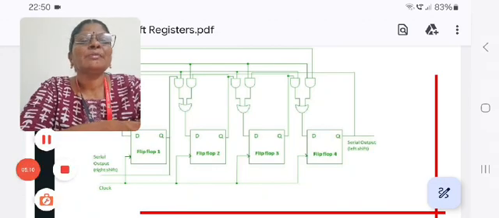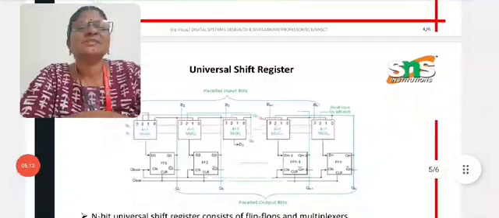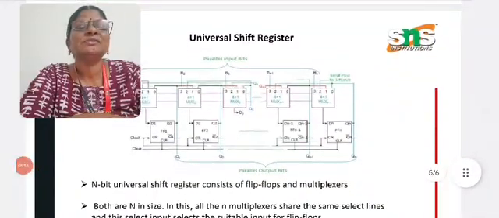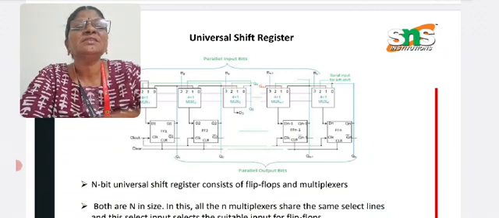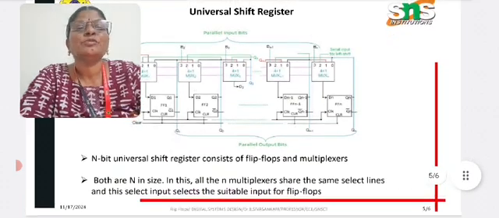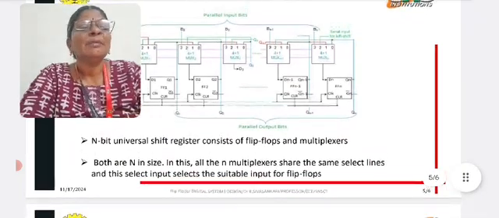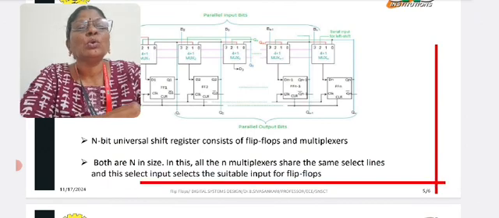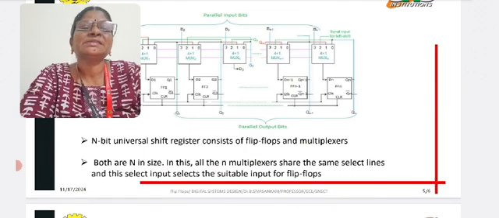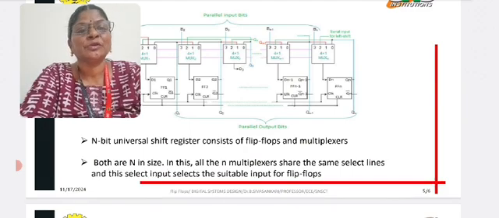So this is all about the universal shift register. Here you can also see the n-bit universal shift register. This is about the bidirectional shift register, and combined with the unidirectional one, it is implemented in this universal shift register. Same as before, we have parallel input bits and parallel output bits. N-bit universal shift registers consist of flip-flops and multiplexers, both n in size. In this, all the n multiplexers share the same select lines, and this select input selects the suitable input for the flip-flops. Thank you.